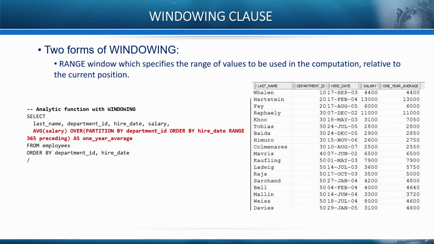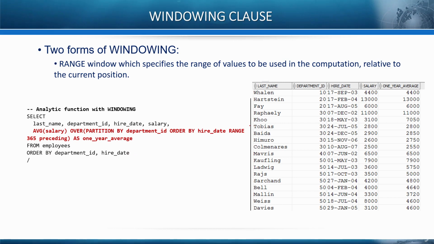The second form of window is the range window, which I honestly find sometimes more useful than specifying the number of rows. With the range window, you specify a range of values in a specific column relative to the value of the current row. Consider this statement. It says select the last name, department ID, hire date, salary, average of salary. This time we are not using sum. This is the average of salary over partition by department ID, order by hire date, range 365 preceding, as 1 year average.